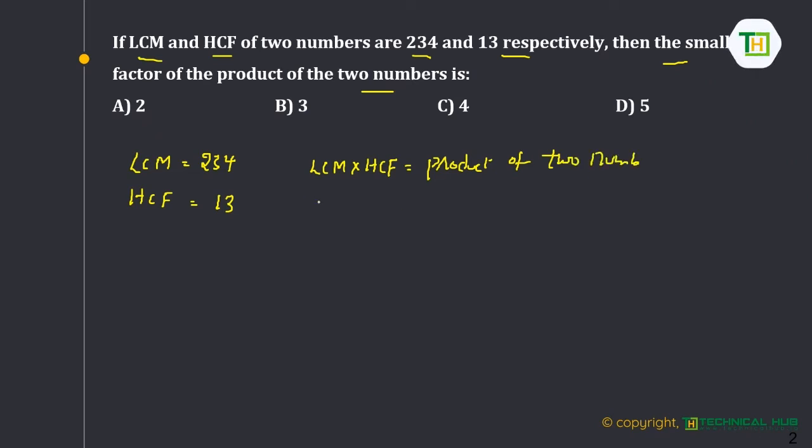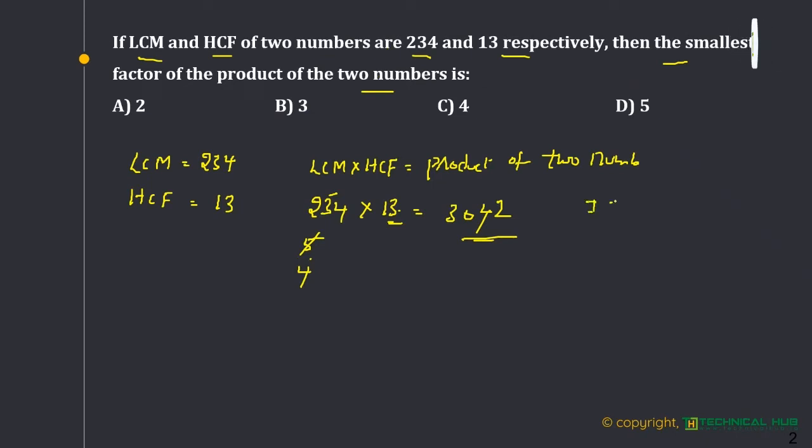So what is the LCM here? 234 and what is the HCF? 13. Then what is the product of these two numbers? So 13 into 4, 52. So 5 is the carry. So 13 into 3, 39 and plus 5, so 44. So 4 is the carry. So 13 into 2 is 26 and 4, 30. So what is the product of two numbers here? So 3042. Okay, but they're asking then what is the smallest factor of the product of two numbers?